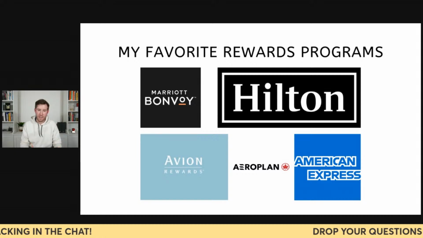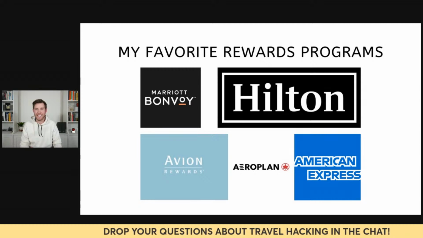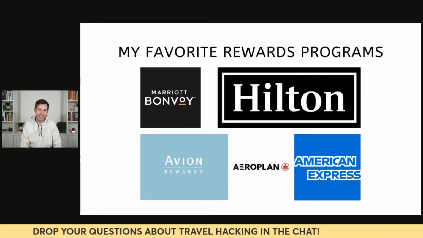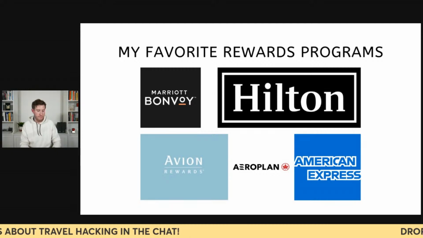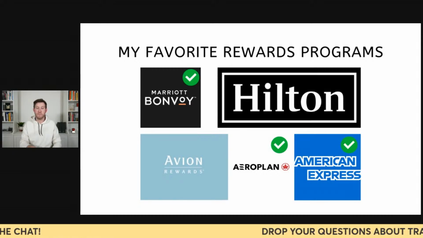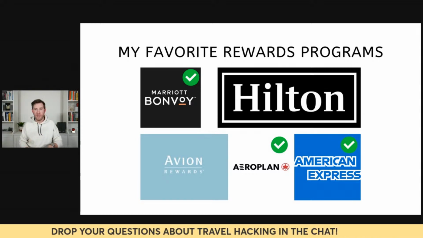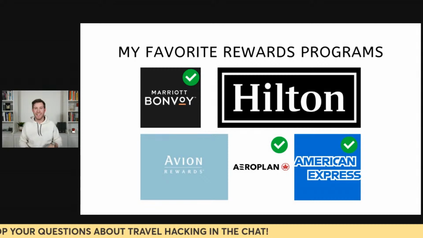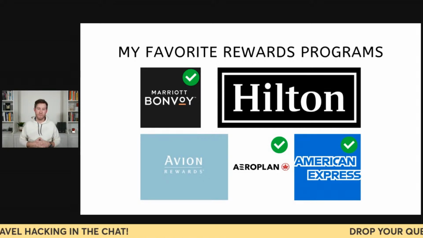You also have Avion Rewards, which is like a hotel, but also flights. Aeroplan kind of does the exact same thing with Air Canada vacations, as well as some flights, and American Express. Now, my favorite rewards programs get stepped up a notch, and these are indicated by the green check marks here. Marriott Bonvoy, Aeroplan, and American Express, without a doubt, are the three that I use the most.